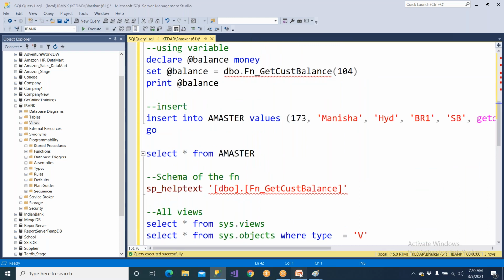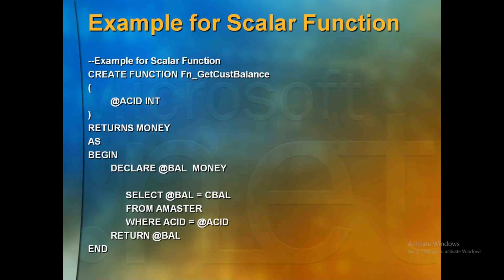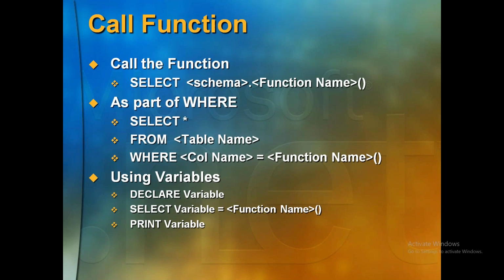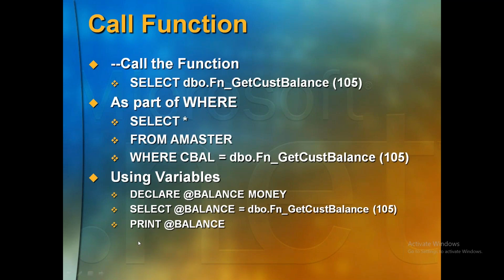Now, let me take you to one more. So these are the things we had explained already. Always you must use a schema name. If you don't write any schema, by default, you will see a schema called DBO. And as part of the where clause, as part of the select clause, wherever you wanted to call, you should be able to call it. Now, these are all we had seen.